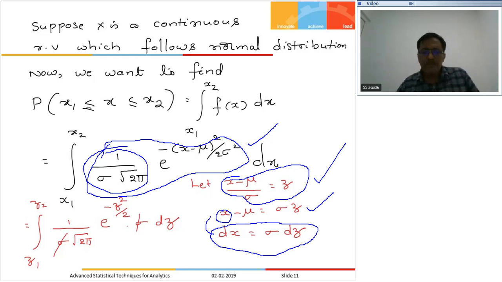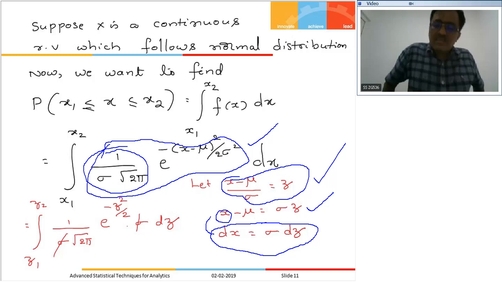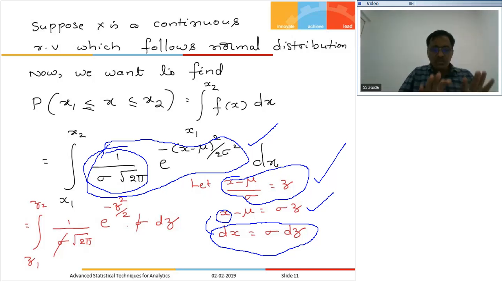I hope that's clear. Otherwise, also no issue. Just try to follow. If you are able to understand very clearly, fine. Otherwise, just forget about it. And we had a procedure to follow. Dx equal to sigma dz. Now simply x minus mu. If we do the cross multiplication, then what we get is x minus mu equal to sigma z, where mu is a constant. Addition or subtraction, you had a constant.